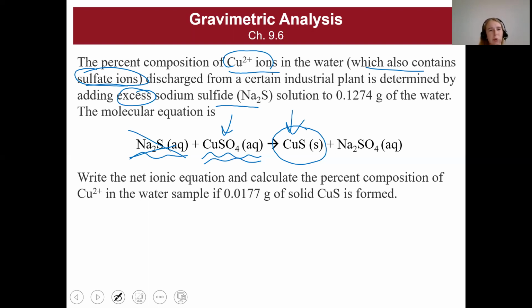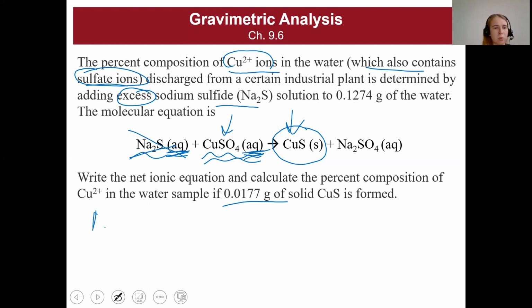All right, so we want to write the net ionic equation and calculate the percent composition of copper 2+ in the water sample if we find out that we were able to form 0.0177 grams of solid copper sulfide. All right, so net ionic equations, this is a good review for you guys. First we want to write out the full ionic equation. So total ionic equation, molecular ionic equation, I forget how they say it in your book, but we're gonna break these things down. So if it's aqueous, then that means that it dissociates in solution.